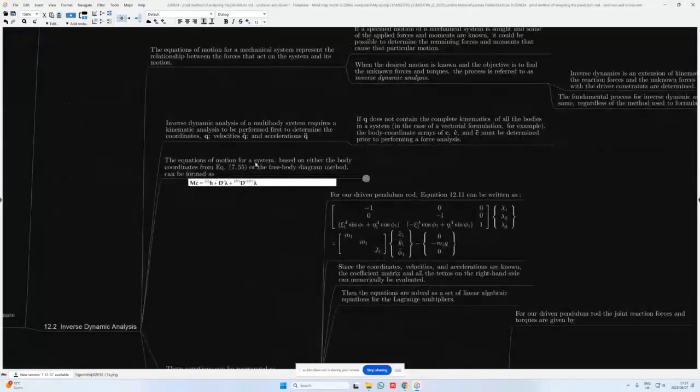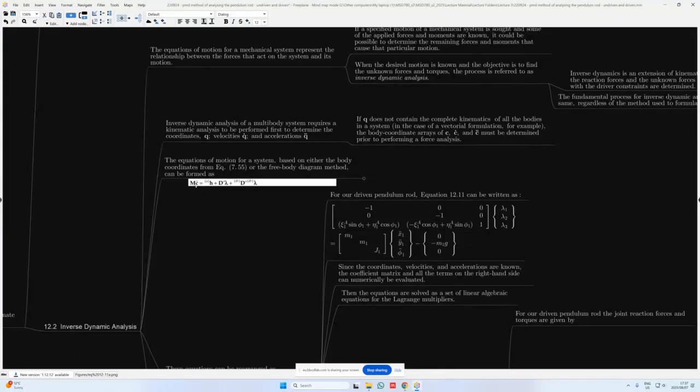Now, if Q does not contain the complete kinematics of all the bodies in a system, in the case of a vectorial formulation, for example, the body coordinate arrays of C, C dot, and C double dot must be determined prior to performing a force analysis. And the equations of motion for a system based on either the body coordinates from equation 755 or free body diagram method can be formed in this regard that we have over here.